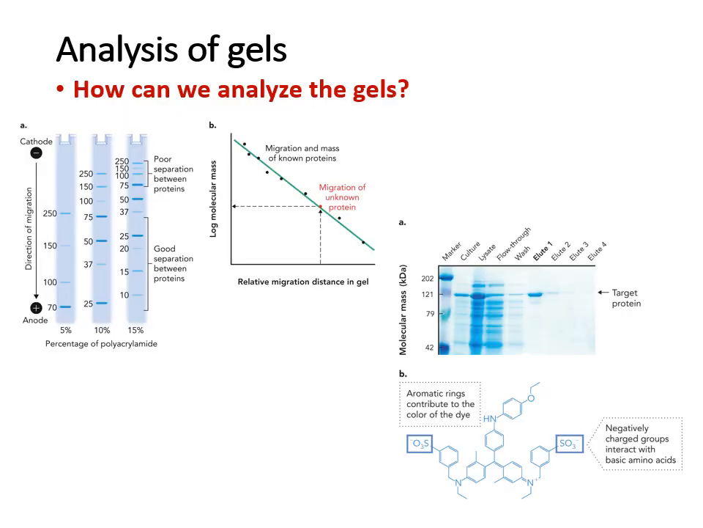Now, once you run the gel, these are nice little pictures of it. You can see all of these bands as different proteins that are present, and you'll know the target protein based on the way the sample has been prepared and based on the marker that you always load.